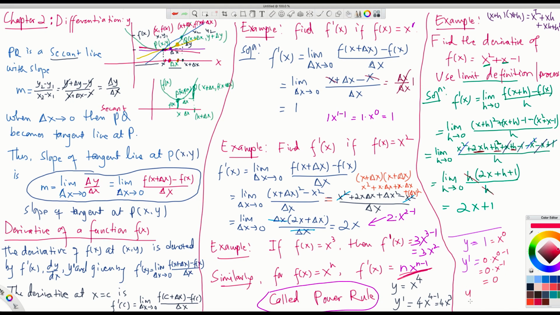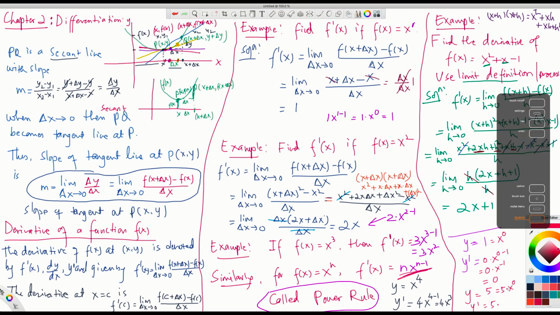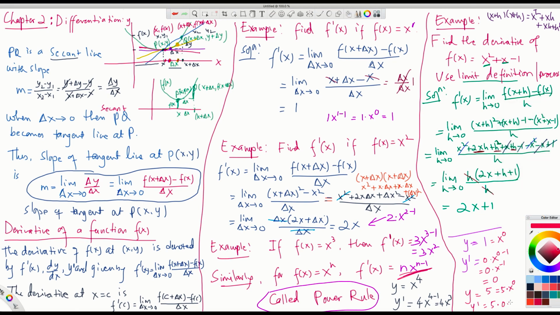If there is y equals 5, you can write that as 5 times x to the 0, right? So y prime will be 5 times the derivative of x to the 0, which is 0 times x to the 0 minus 1. So it is basically 0, and 5 times 0 is 0. So if there is just a constant not attached with x, then the derivative is always 0. We will see that in the next section too, okay? So let us see some more examples on finding the derivative by the limit process.